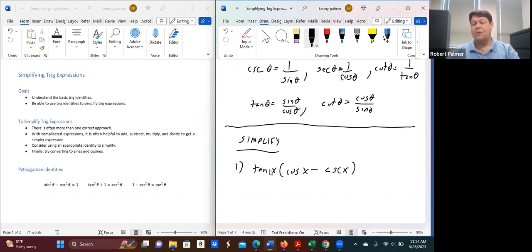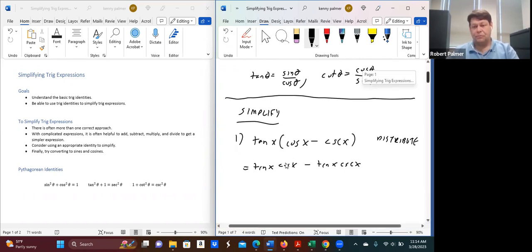So the best thing I think to do here is actually just multiply. We're going to distribute, then go from there. So tangent times cosine is just tangent of x times the cosine of x for now. Then since we have a minus here, minus tangent times cosecant. Now, at first, that doesn't really do much for us.